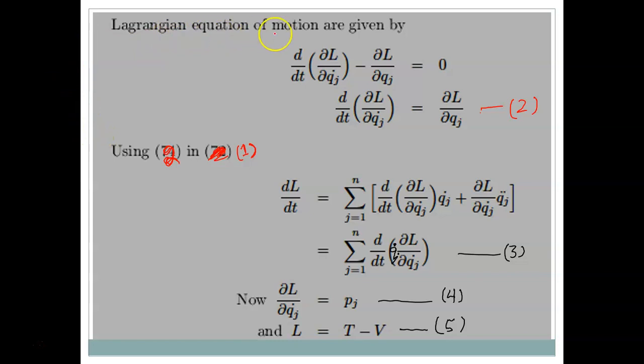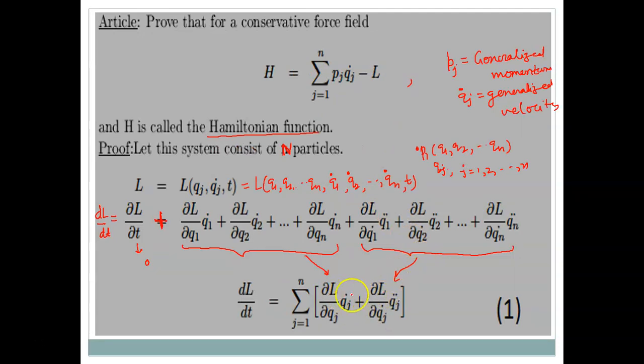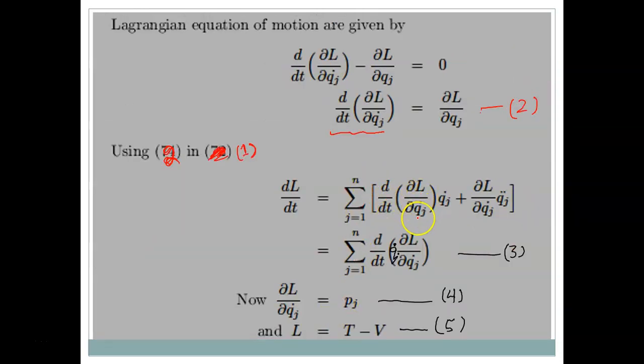Now from the Lagrange equation of motion, we know that d by dt of del L by del qj dot minus del L by del qj is equal to 0. You take this on the right hand side. So in place of del L by del qj in equation number 1, you can write that value, d by dt of del L by del qj dot. So we get dL by dt equal to this quantity.